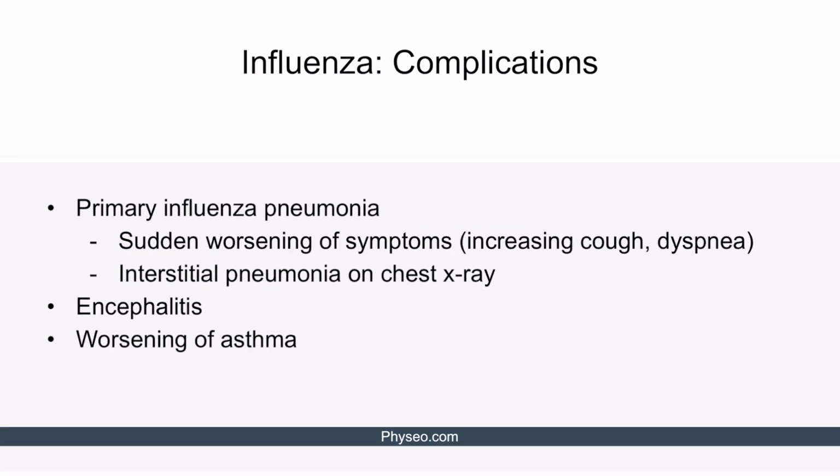Influenza virus can also directly cause a viral pneumonia. Hence, another common complication of influenza is a primary influenza pneumonia. This also manifests clinically as a sudden worsening of symptoms such as increasing cough and appearance of dyspnea, which marks the involvement of lower respiratory tract. The rest of the clinical course is similar to a viral pneumonia, including characteristic interstitial pneumonia on chest X-ray. Other complications of influenza include influenza encephalitis and worsening of asthma.